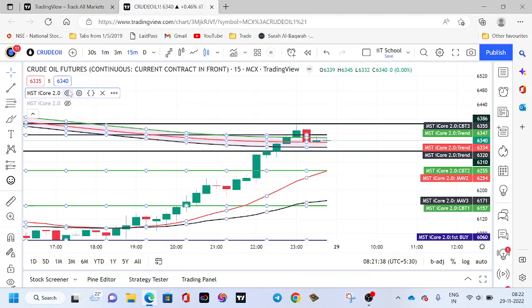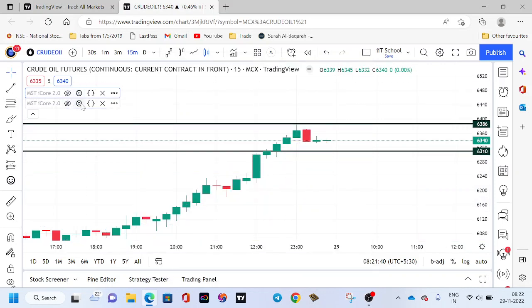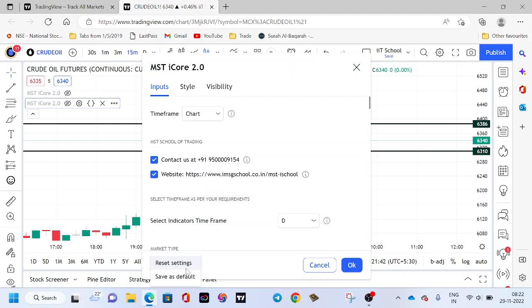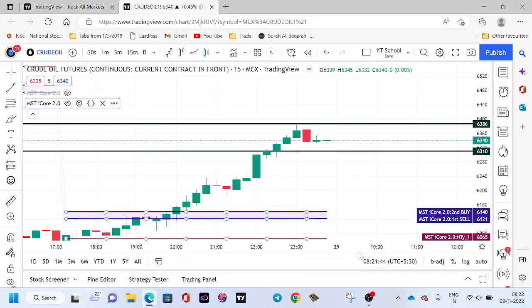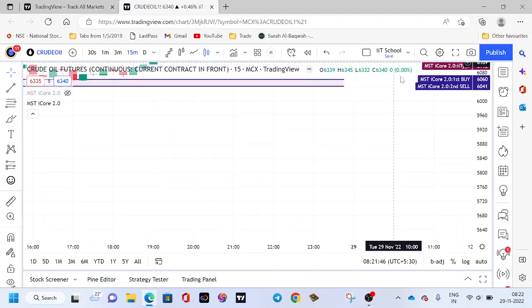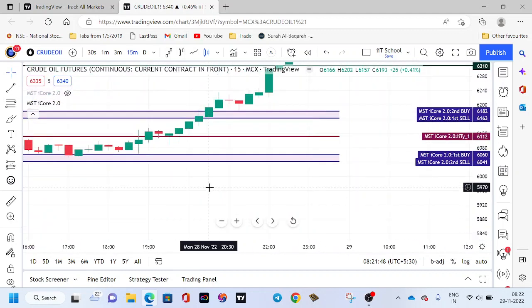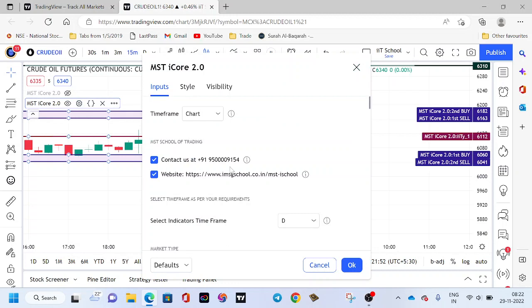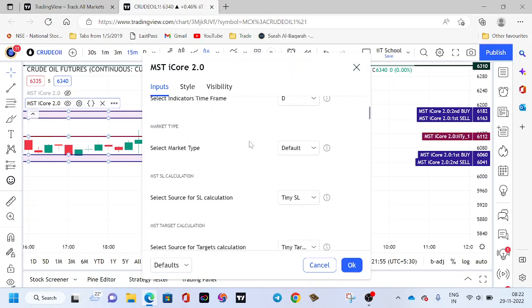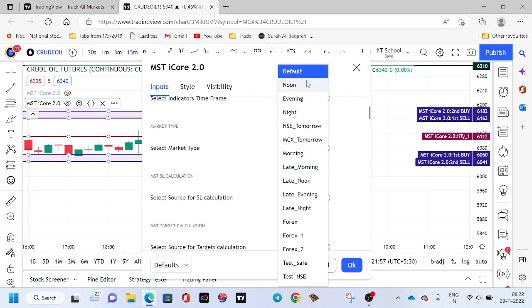Now when we come to the advanced version, that is the premium version, come here and give reset setting. You will find the same thing, there will be no changes in the basic methodology. The only extra feature we have given here is the market type, this one. Here you can trade in the afternoon, evening, night, late night, even forex you can trade. So many options we have given.